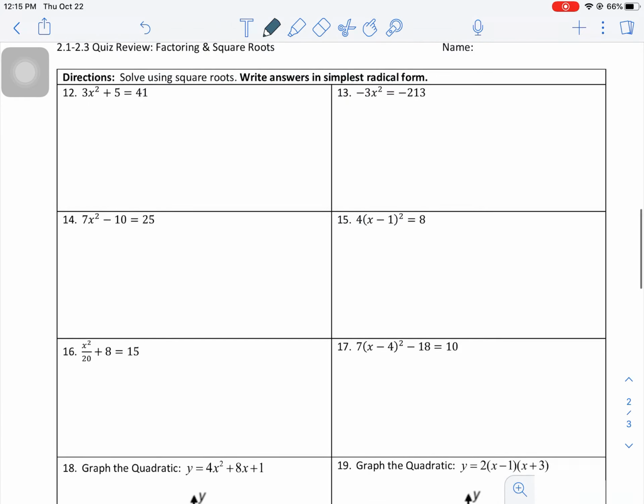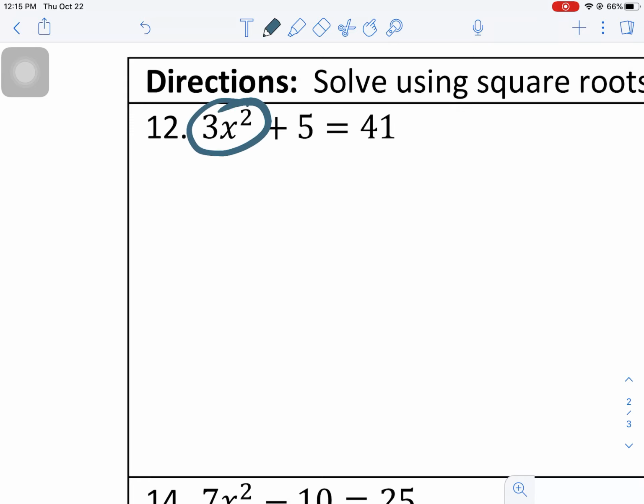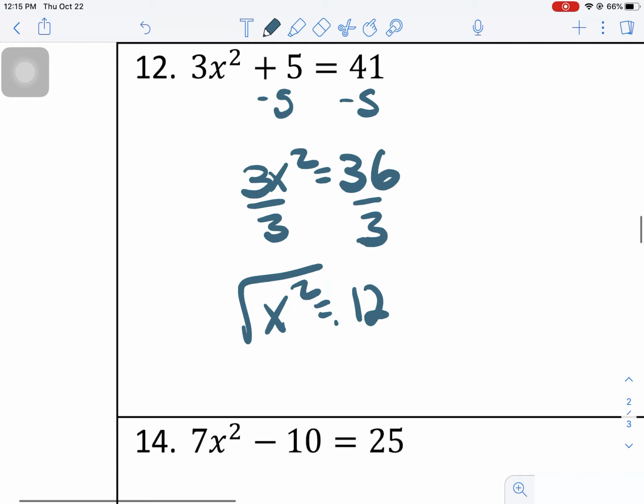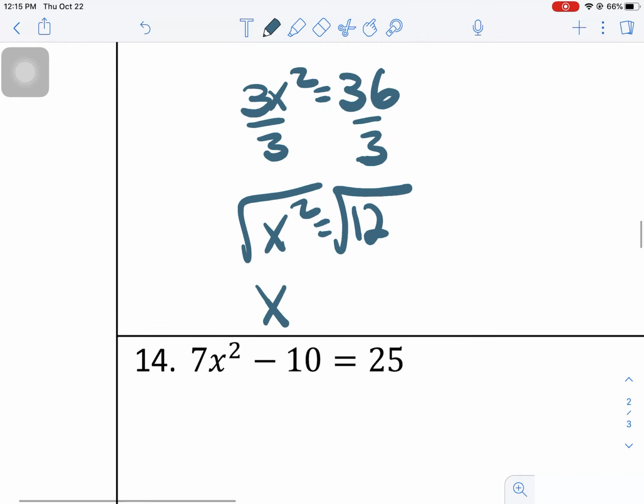So solving for square roots, we need to isolate all of the things on the square root, so we're going to subtract 5 from both sides. 3x squared is equal to 36. Divide by 3, we get x squared is equal to 12. And now we can square root both sides. When we square root both sides, remember that means a plus or minus is going to come out, so it's plus or minus radical 12. And then we need to simplify.